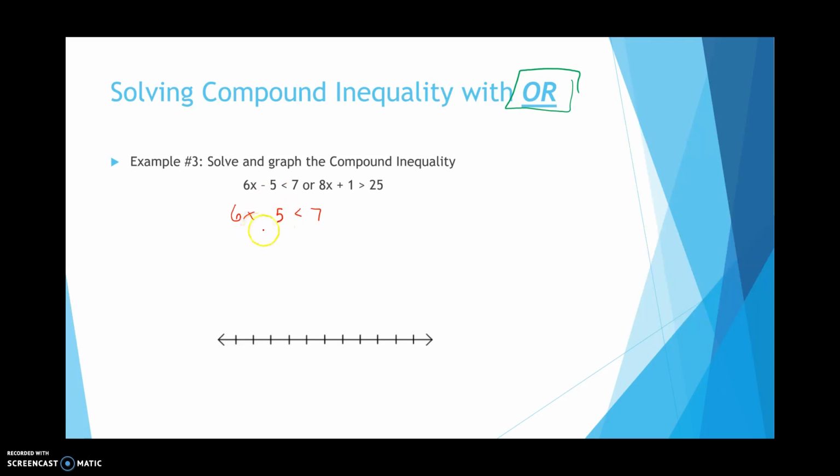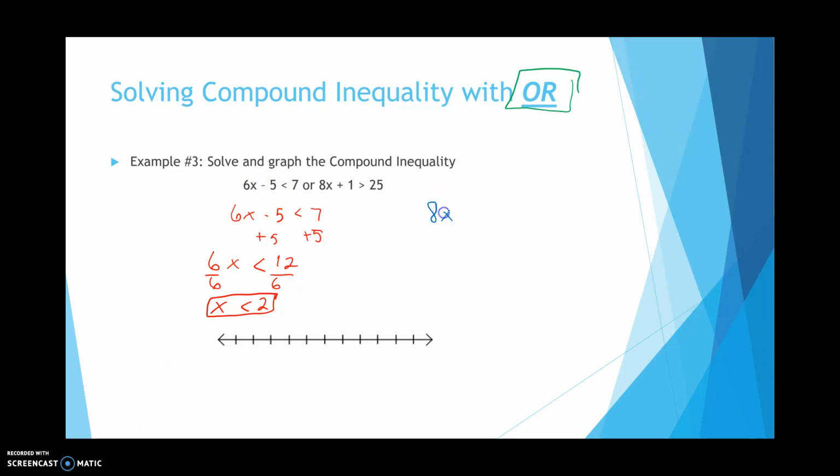So we're going to solve for x, so we're going to add 5 to both sides. So we have here 6x is less than 12. Divide 6 to both sides. So we get x is less than 12 divided by 6 is 2. So I've solved the first one. Now I'll solve the second one.